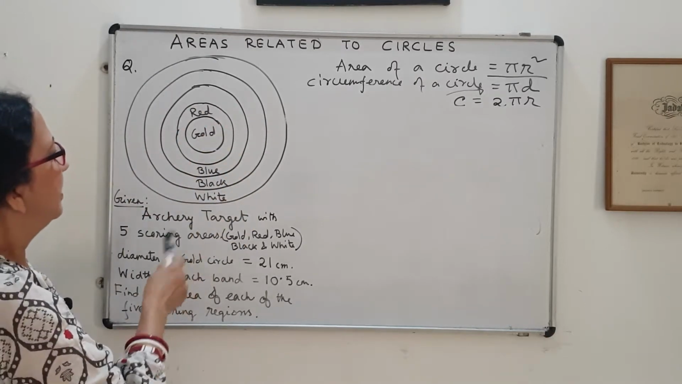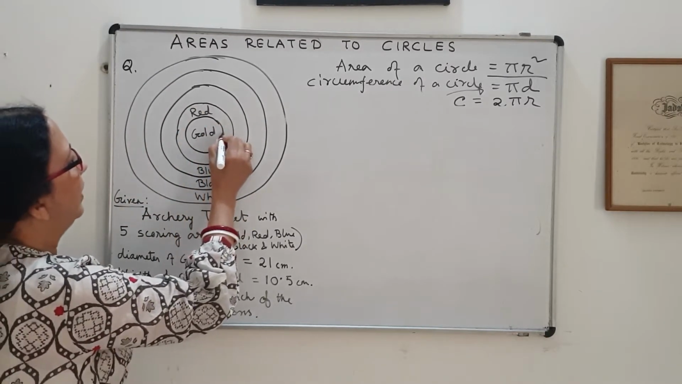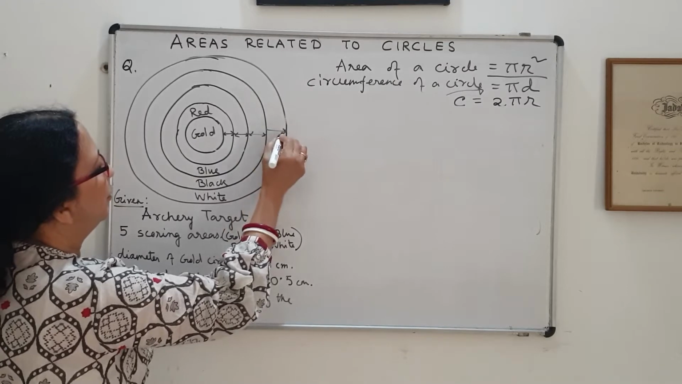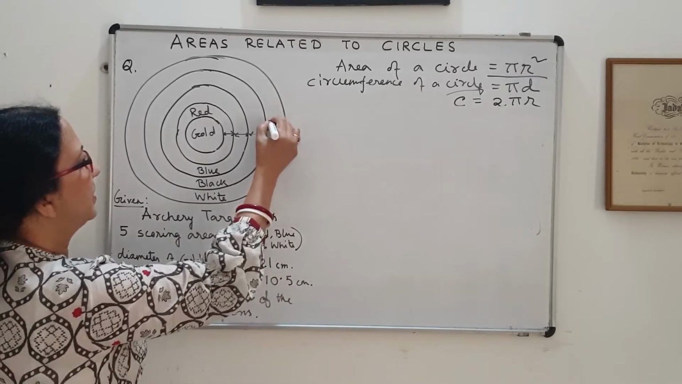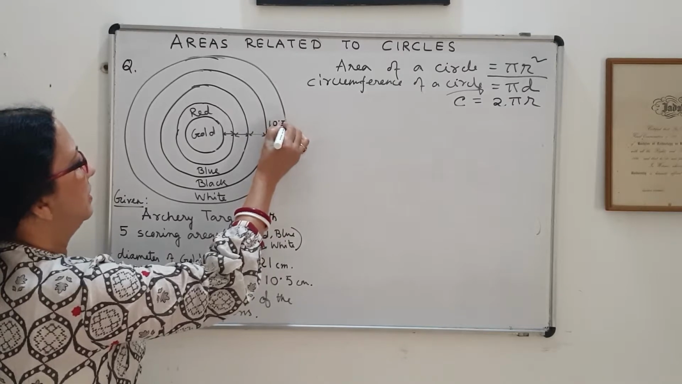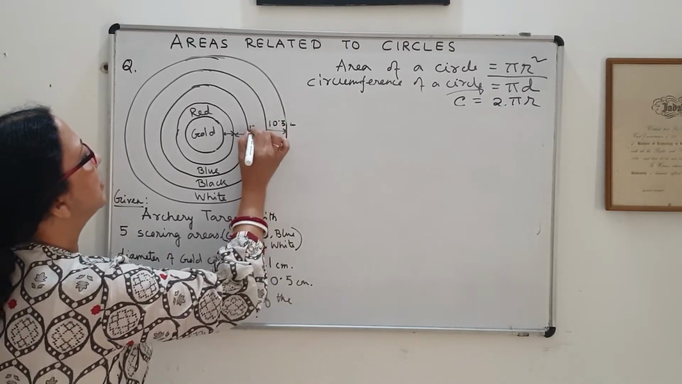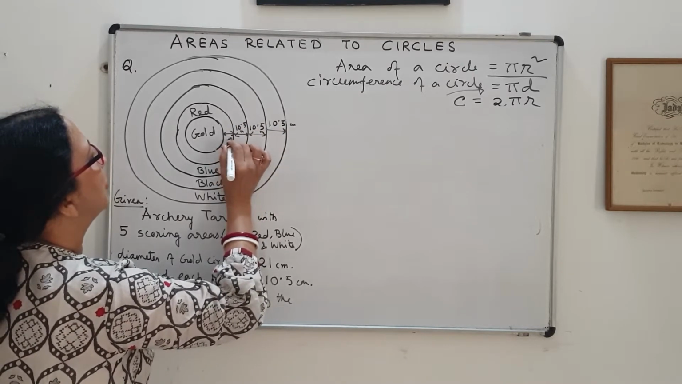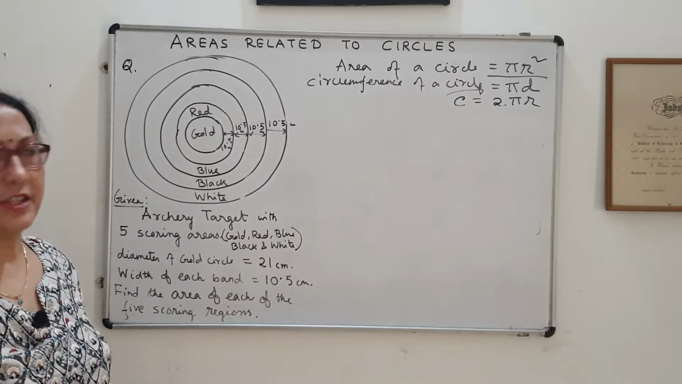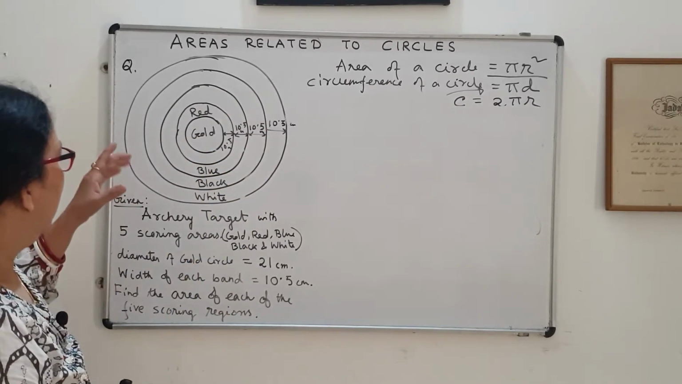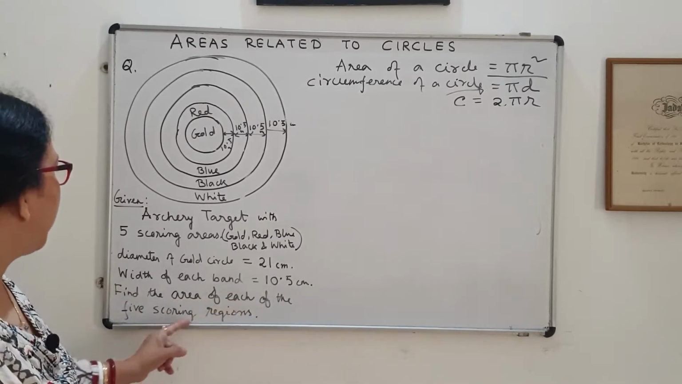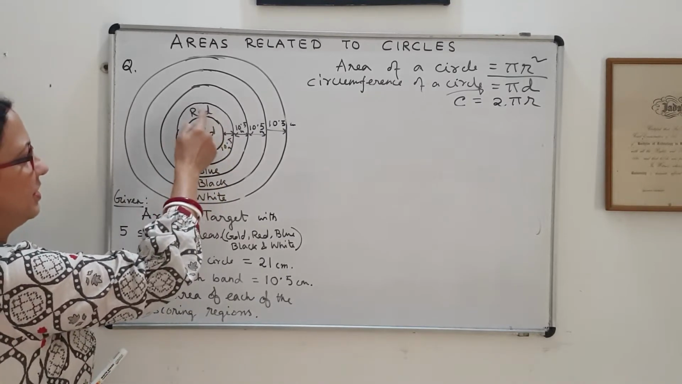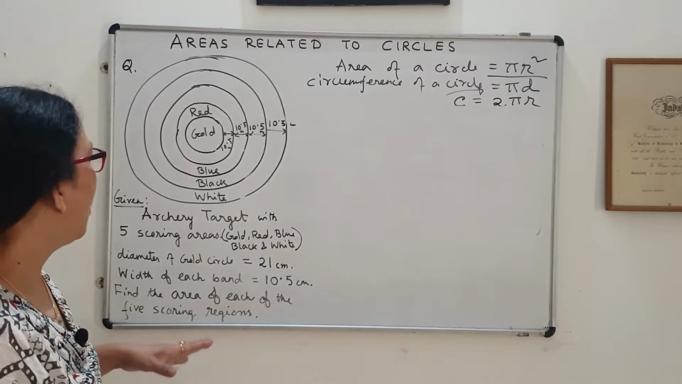Now, it is also given that the widths of these bands are all the same, uniform width, and this width is given to be 10.5, that is each width is 10.5, these are in centimeter. This is also 10.5 centimeter, this is 10.5 centimeter, and this one is also 10.5 centimeter. That is, the width of each ring is 10.5 centimeter. Now, what to find? You have to find the area of each of the 5 scoring regions. That is, this center region is a circle, next region is a ring, this is a ring, all the rest are circular rings. Okay.